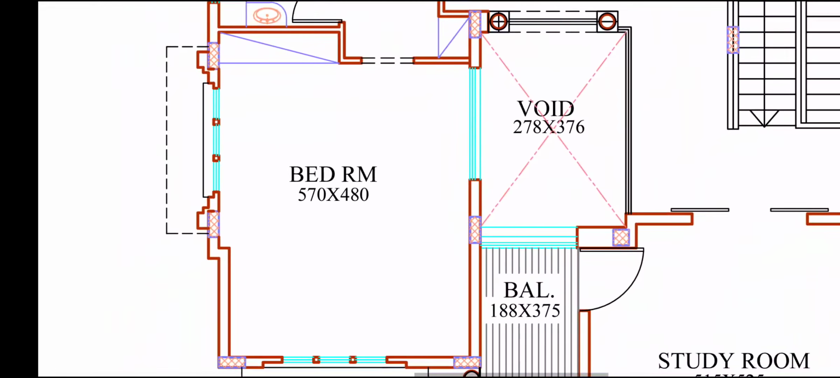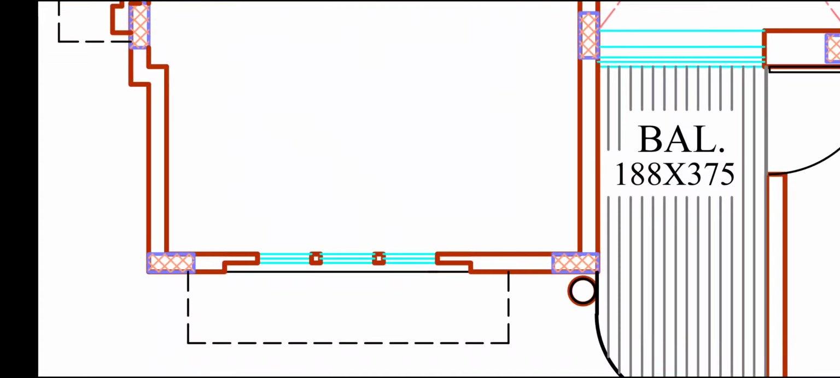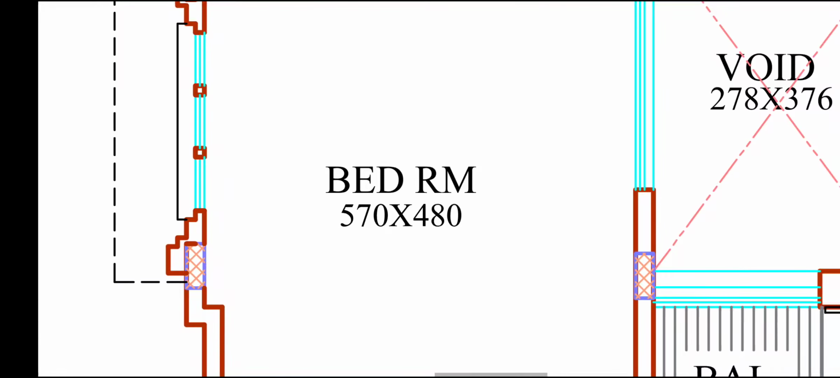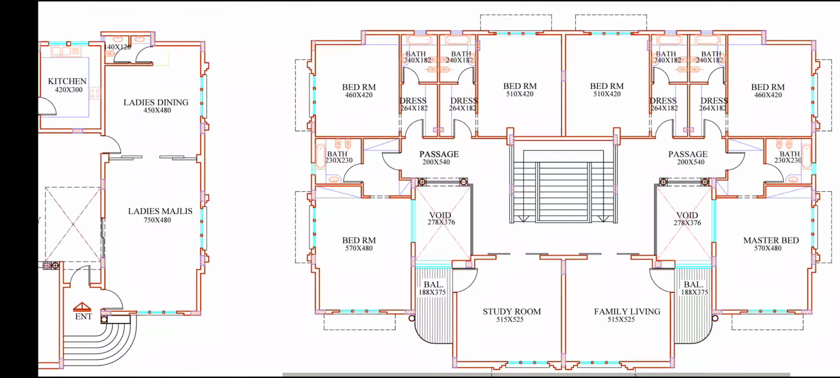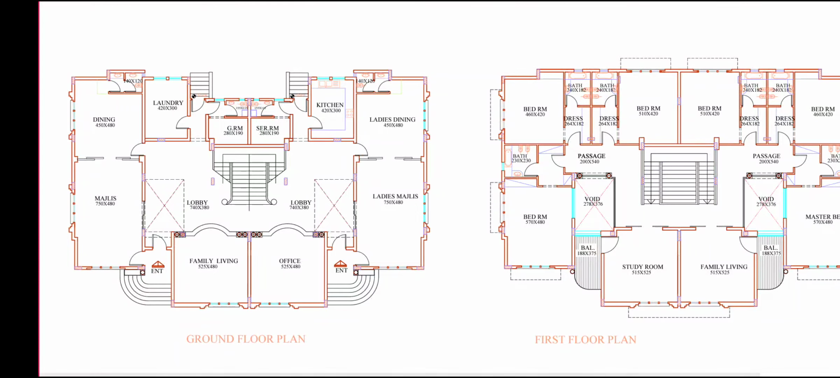This passage, this bedroom 570 by 480. On this side we have given a balcony here also and here also. If you want, you can remove one, you can keep one side balcony. This is a wonderful design. So this floor plan covers 6 bedrooms and a family room and study room on the first floor, and the ground floor has no bedroom, only service areas like kitchen, laundry, dining, hall, office, family living, lobby.